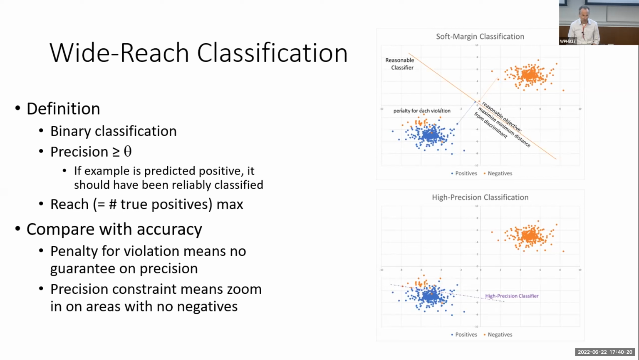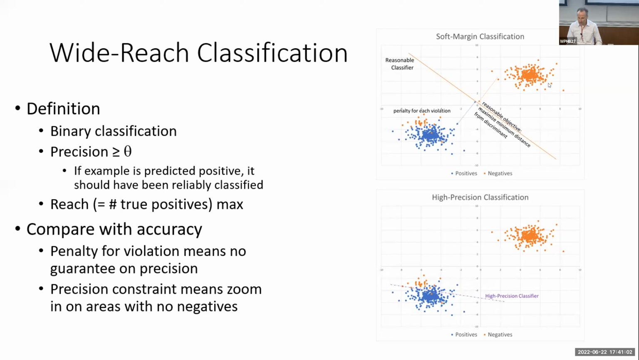Now, to avoid trivial solutions where I start slicing the data in such a way that I find this one example that is positive and predicted positive, I also want to maximize the reach, which in previous literature was defined as the number of true positives that I am returning. If I compare with accuracy, the issue with accuracy is that I try to combine both the true positive and the true negative. So I combine the two classes, whereas here I am really focusing more on the positive class.